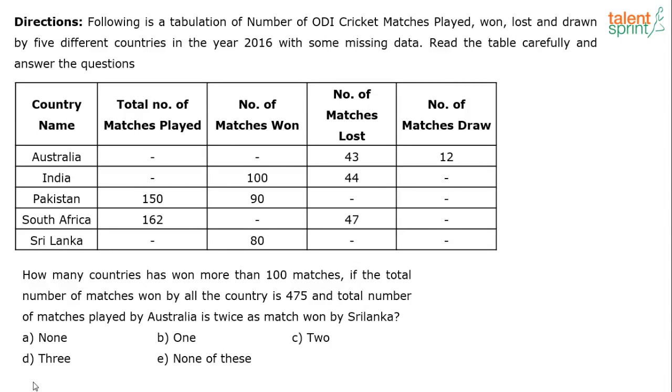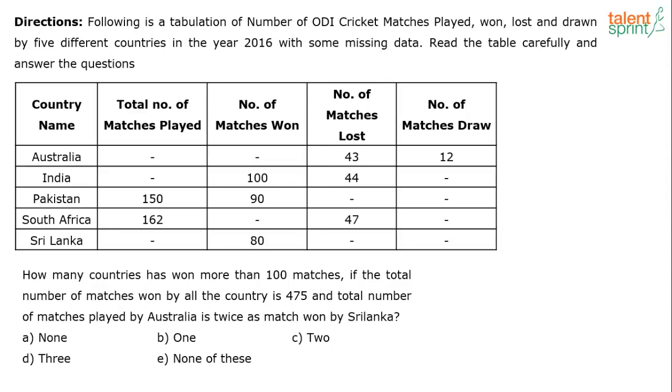So look at the first one now. Here's the first question. Try this. How many countries have won more than 100 matches if the total number of matches won by all the countries is 475 and the total number of matches played by Australia is twice as much as matches won by Sri Lanka? So interesting one. Find this out.